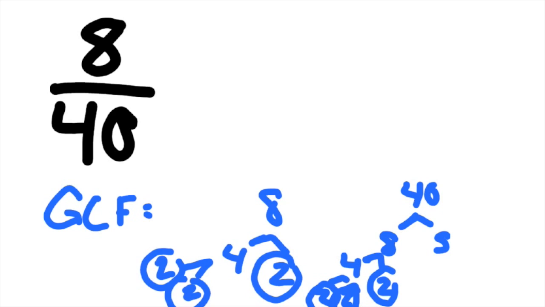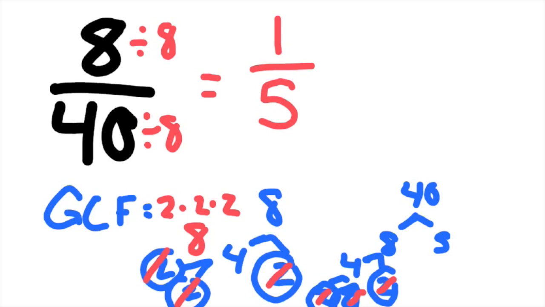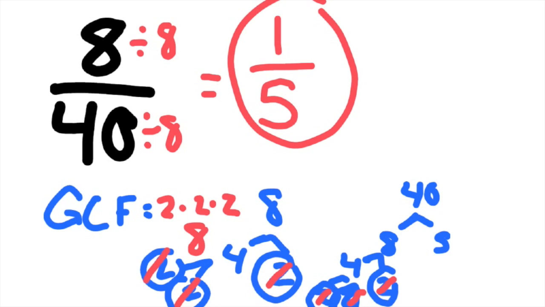Now looking at both factor trees, I can see that they both share a 2 and another 2 and another 2. So 2 times 2 times 2 is 8. The greatest common factor for 8 and 40 is 8. 8 goes into 8 one time, 8 goes into 40 5 times. So 8/40 is the same as 1/5.